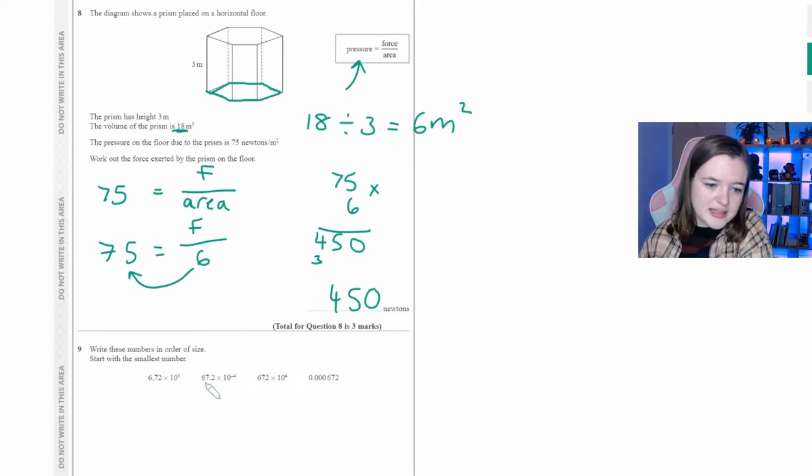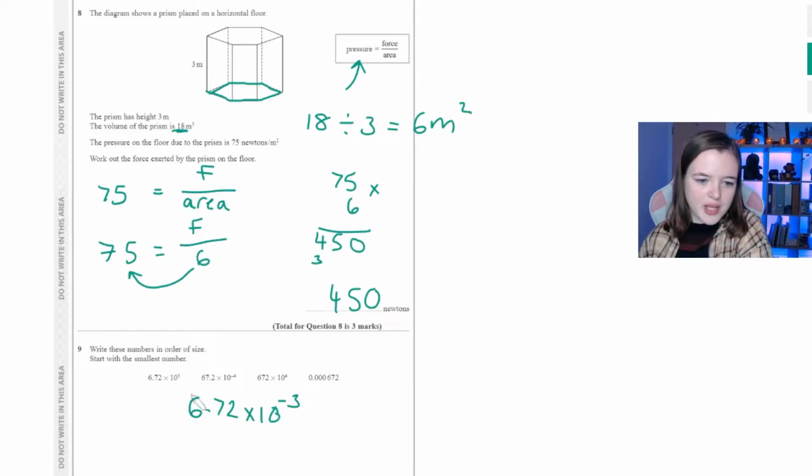So this one here, 67.2 times 10 to the minus 4. I'm going to have to divide that one by 10 in order to get it to be standard form. I'll just get it to 6.72 times 10. So if I'm dividing that by 10, I'm then going to have to increase the power by 1 in order to get it back to where it was meant to be, right? So I'm going to have to do the opposite, and then I'm going to get minus 3. Okie dokie then. So that's that one done.